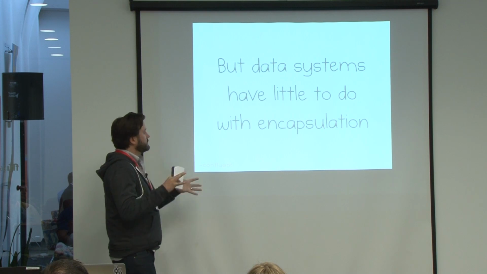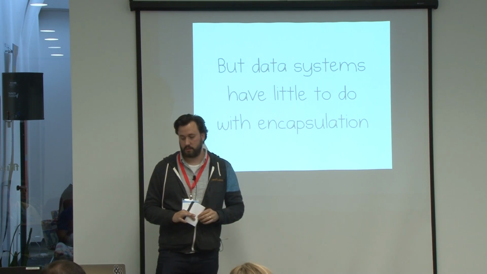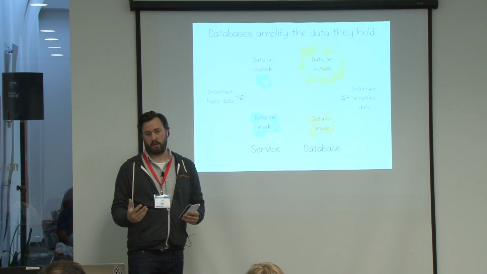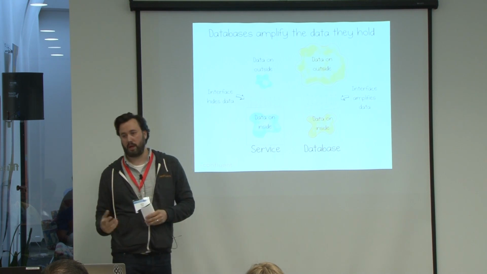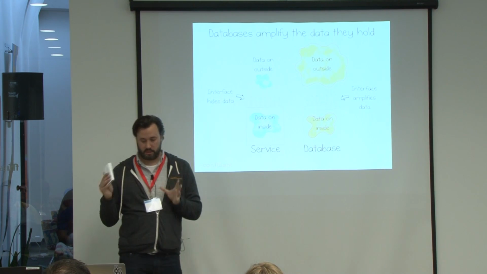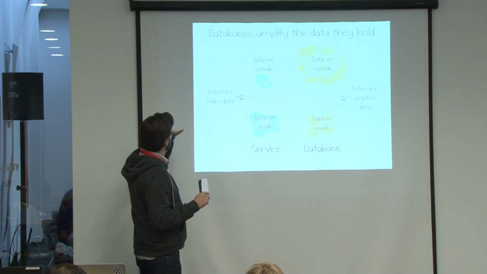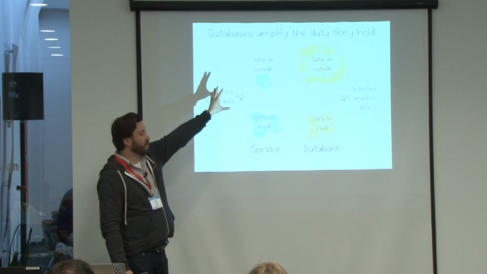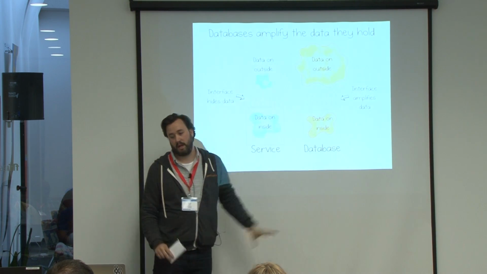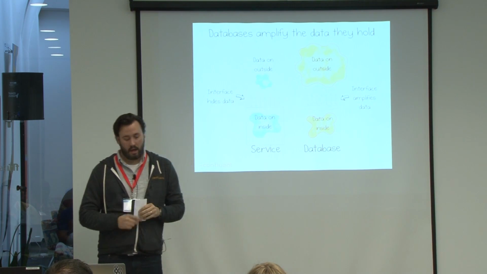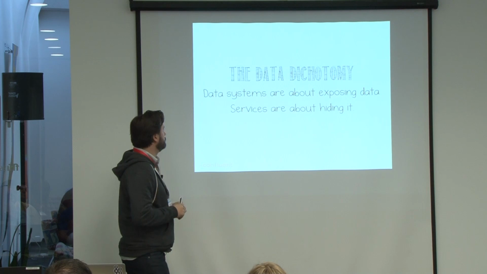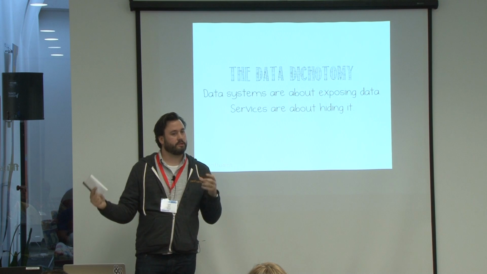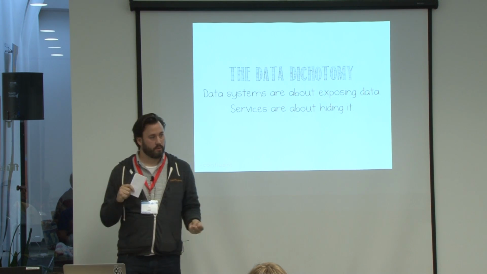So the problem with data systems is they have very little to do with encapsulation. Data systems and databases, in fact, are data amplifiers, right? You can take data in a database and query it in different ways, make it big, make it small, change the shape. So you have services that keep data on the inside and hide it on the outside. And you have data systems that amplify data from the inside to the outside. And really this is the data dichotomy, right? Data systems are about exposing data, services are about hiding it. And these two forces are constantly pulling at each other when you're designing your systems.